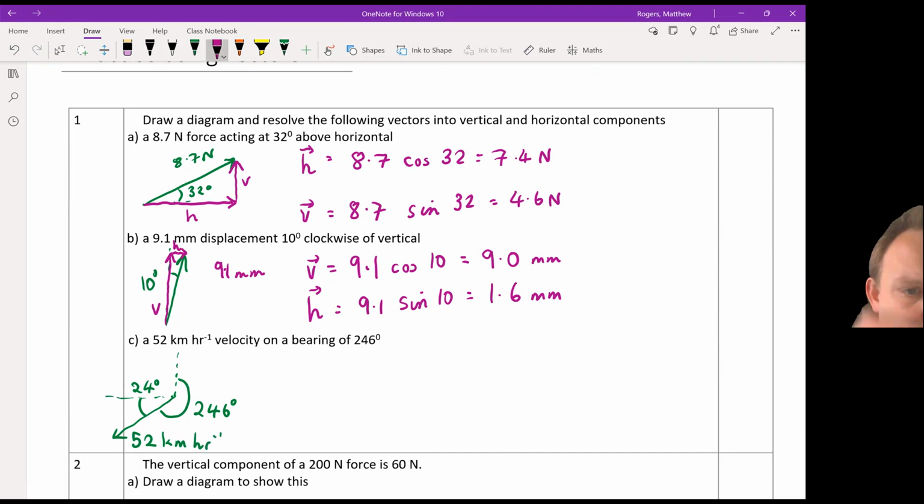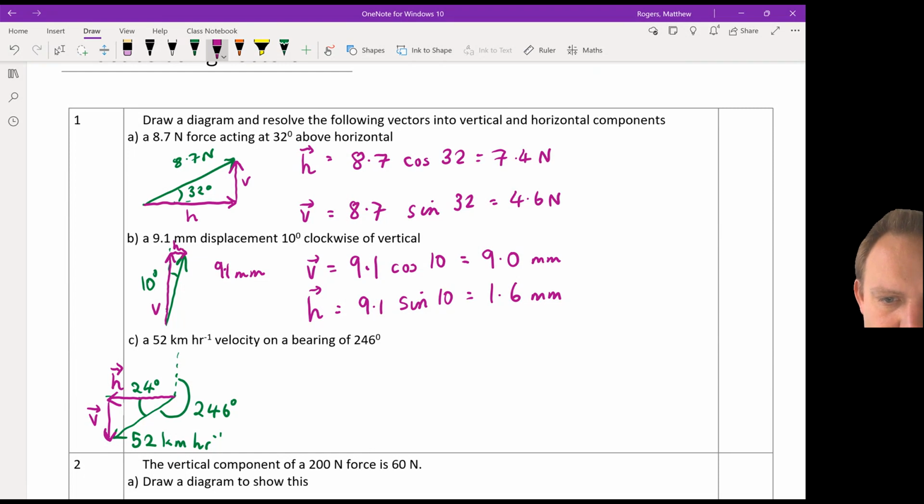So we're going to draw in our two components again. We've got a horizontal and a vertical. I suppose horizontal and vertical isn't necessarily a sensible name for bearings. Maybe west and south would make more sense, but I've started now. So we'll stick to horizontal and vertical.